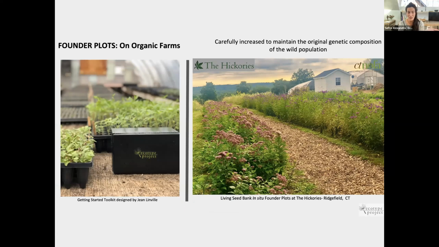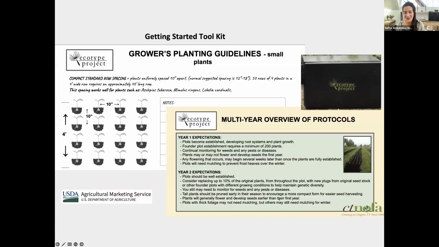So what happens next? Do we just drop those plugs off with the farmers and say, good luck? No, we've had to create these getting started toolkit cards, like those old index card boxes that they had. What we've done, and what Jean Linville, the head founder plot farmer at the Hickories, has done, is say, this is what you need to think about for a multi-year overview of when you're planting these perennials, right? Because a lot of these farmers have A, never grown seed before, or B, maybe never worked with native perennials. So it talks about spacing, what to think about for multi-year planting.